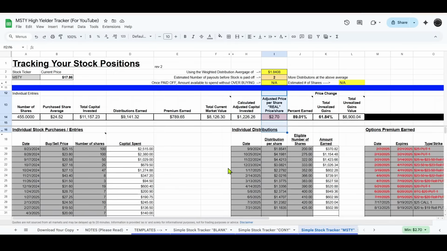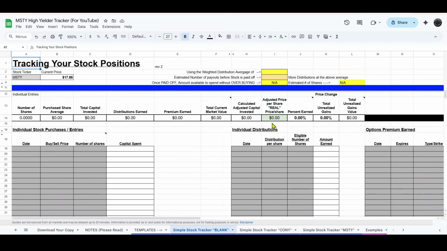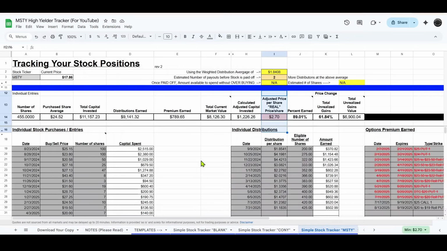So again, if you would like a copy of this spreadsheet, it will have a blank one just like this right here, where you can enter in your own purchases, your own distributions, and any premium you are selling. And if you're not selling premium, then this will just be blank, and it will help you calculate the purchase price along with your real adjusted price per share, right? That is the main one for me. So I think I'm going to wrap it up right there. I'm excited that I'm still under the $3 per share on my adjusted price per share. So for me, in my mind, I am looking at about 3 more payments in the distribution, and I am hoping to get my MSTY paid off.